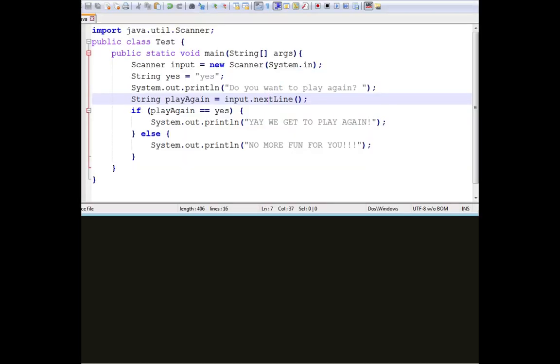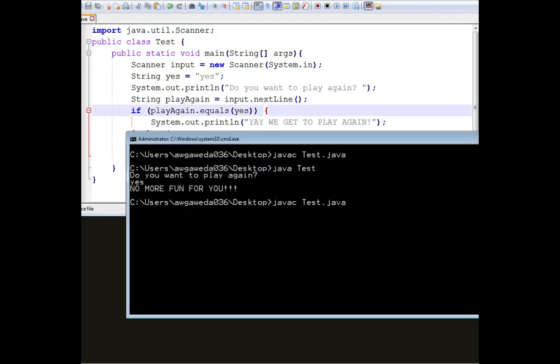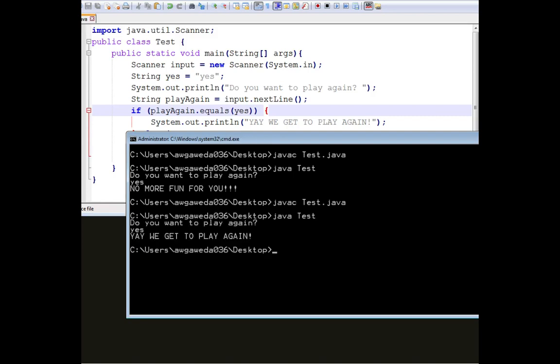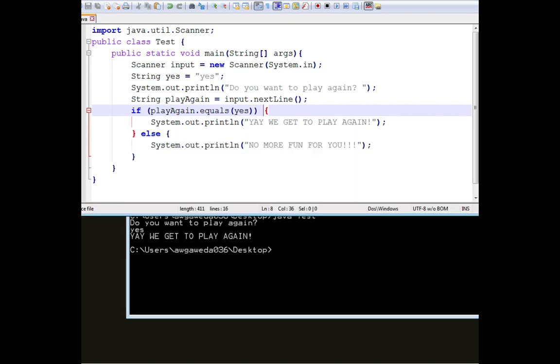So let's take a look at that code again and actually change it up. Instead of it being equal, I say dot equals yes. Now remember, I made yes up here, stored it up here. So now if we run it, do you want to play again? Why, yes, I do. Yay! We get to play again. So something we have to be mindful of when we start to deal with these more complex, that big word again, complex data types.